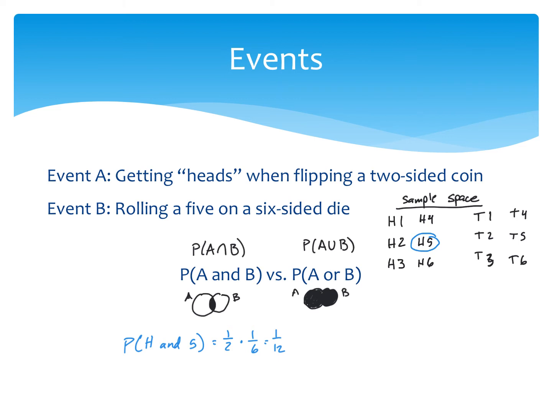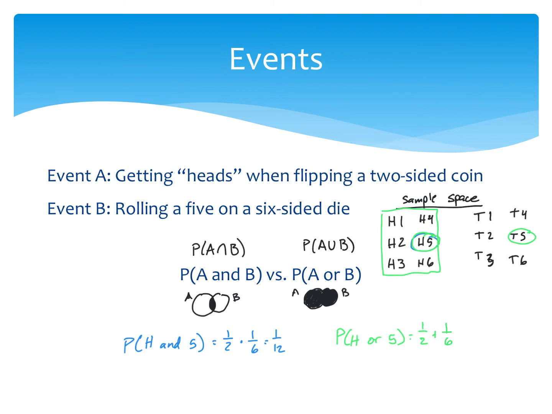Okay? Whereas if we were doing the OR equation, so the probability of A or B happening, the probability of a heads happening or a 5 happening, all of these are heads, and then not only do I have a 5 here, but I also have a 5 here. So the way this is going to look is I have the probability of a heads, so 1/2, plus the probability of getting a 5, which is 1/6. Okay, so when I want the AND, I'm multiplying. When I want an OR equation, I'm adding.